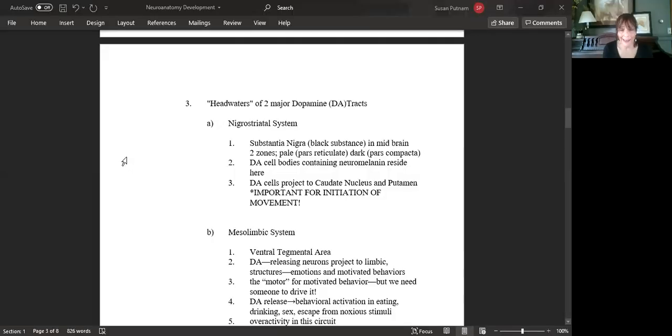Going back to this outline, I'm hoping I can edit that out. Anyway, I meant to say the caudate nucleus. That's what I said. Son of a gun. All right, let's just stop the share. Let's stop the recording.